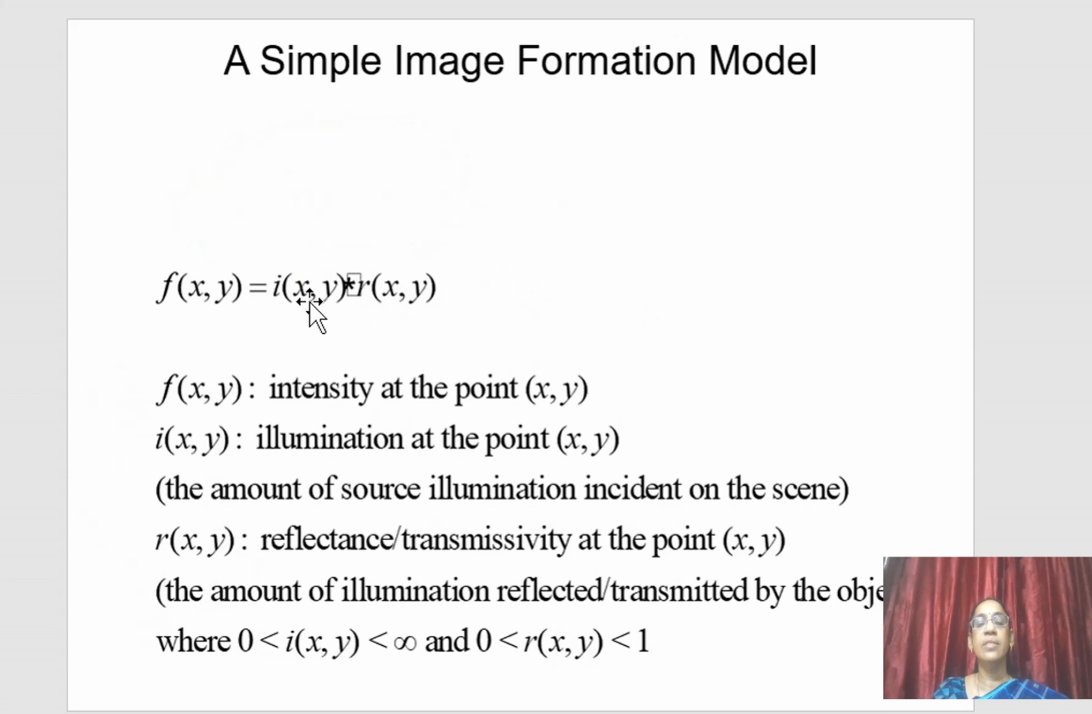So here, I of x comma y is said to be an illumination, and r of x comma y is said to be the reflection of that source by the object. Both give the intensity value of that image. Here the illumination ranges from 0 to infinity, and r of x comma y ranges from 0 to 1.